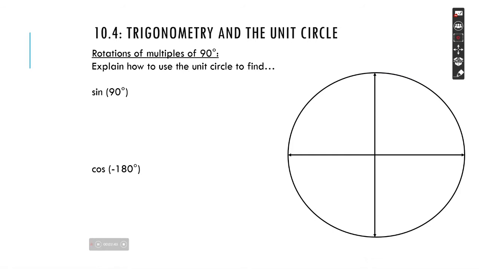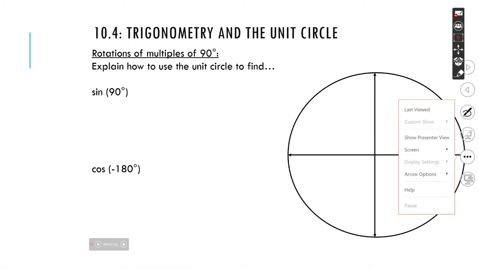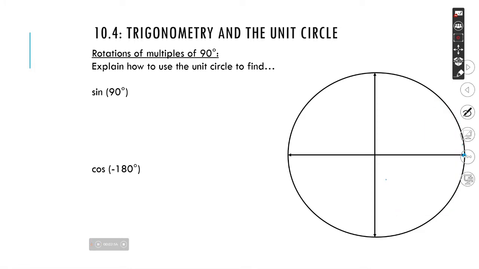So the next one is rotations of multiples of 90. These are supposed to be on the easier side when we do these problems. So always, again, we start at our initial ray, and we go over here like this, rotate 90 degrees, just like that. This point is 0, 1. And we know that if we take that initial point, 1, 0, and rotate it 90 degrees, it's going to end up right there. So the next question is, what is the sine of that rotation?